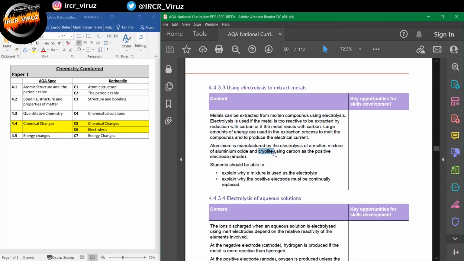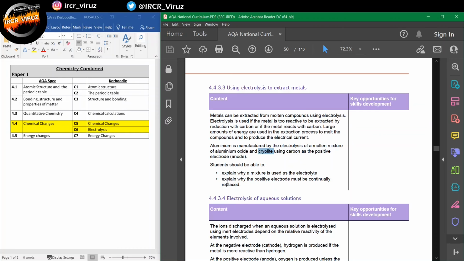But what happens is that the aluminum prefers to be in cryolite than in aluminum oxide. So when you add the cryolite, the aluminum itself is going to break away from the aluminum oxide and go into the cryolite. Now, cryolite has a lower melting point than aluminum oxide, so it would be a lot easier to take the aluminum away from the cryolite than taking it from the aluminum oxide.